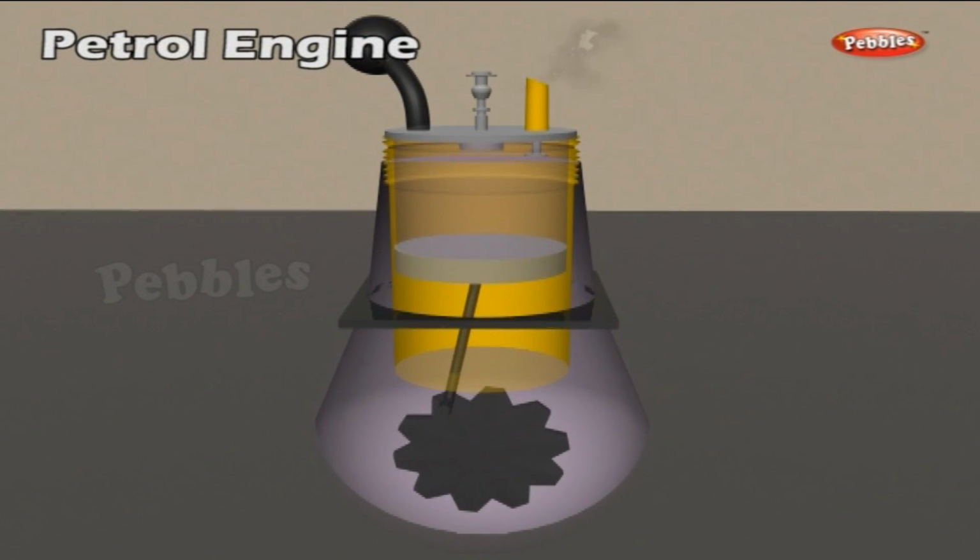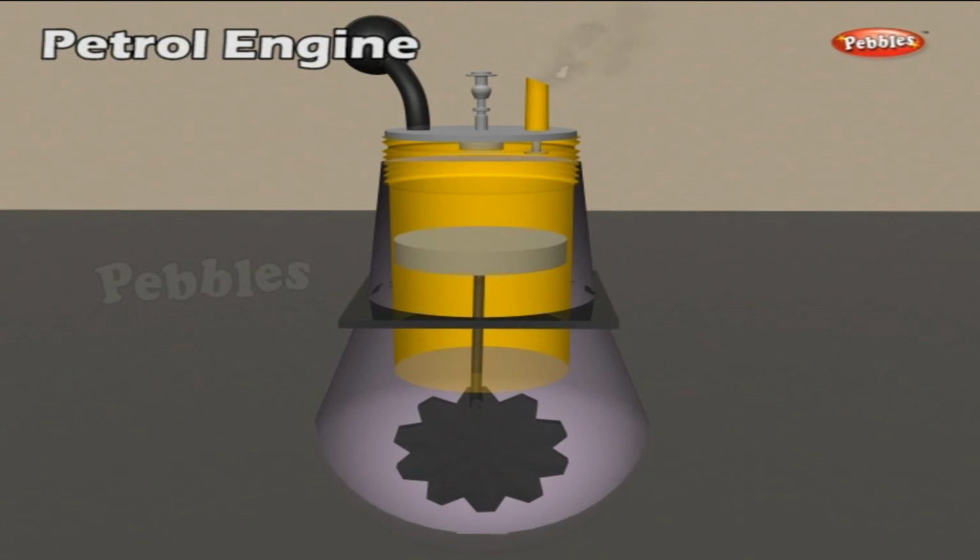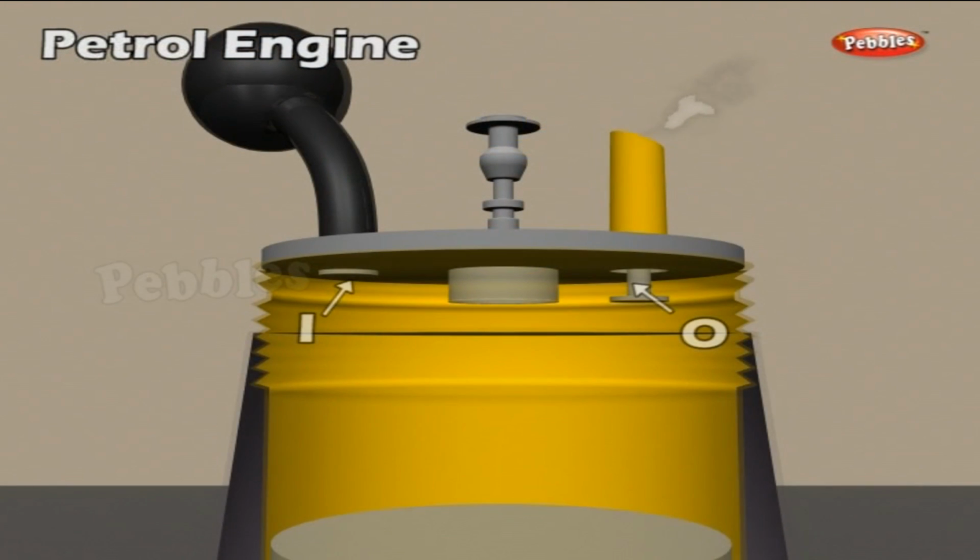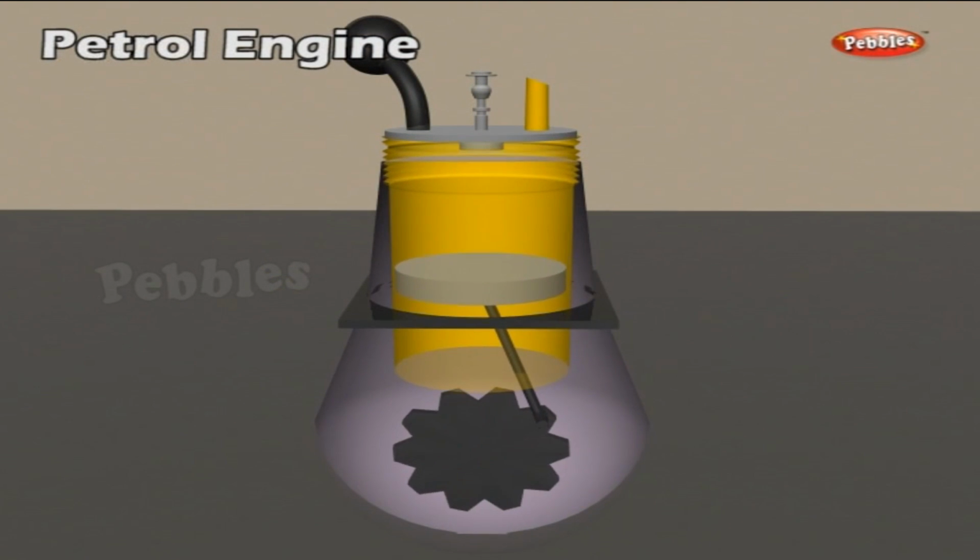Exhaust stroke. Just before the piston reaches the end of the working stroke, the exhaust or outlet valve O opens. The piston starts moving inwards and the burnt gases are forced out. However, valve I remains closed during the stroke. The cycle is repeated time and again.